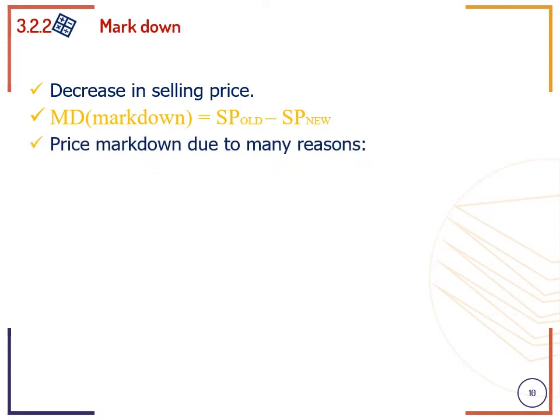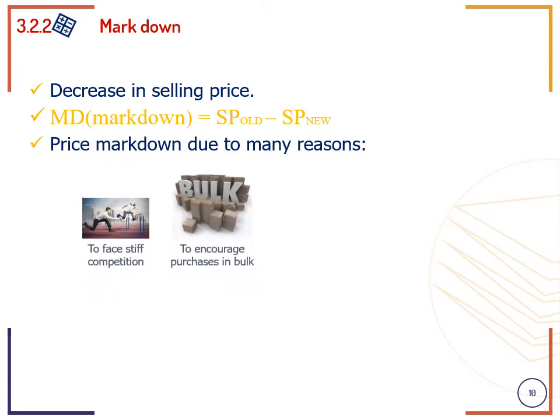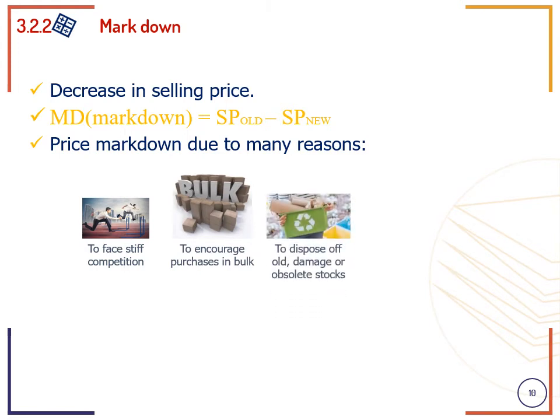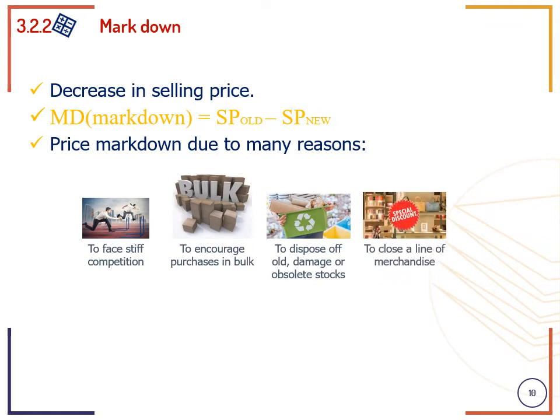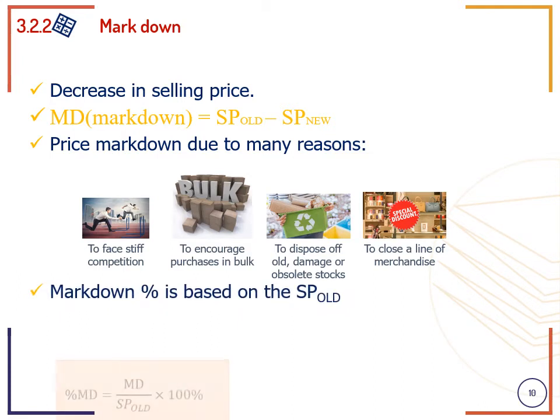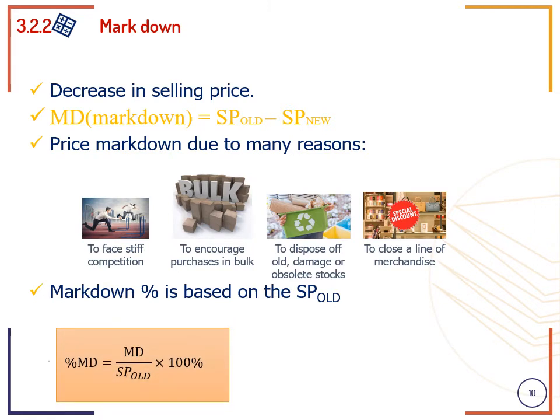Prices are sometimes marked down due to many reasons: to face stiff competition, to encourage purchase in bulk, to dispose of all damaged or obsolete stocks, and to close a line of merchandise. The markdown percent is based on old price and is expressed as follows: percentage of markdown is equal to markdown over old selling price multiply 100%.